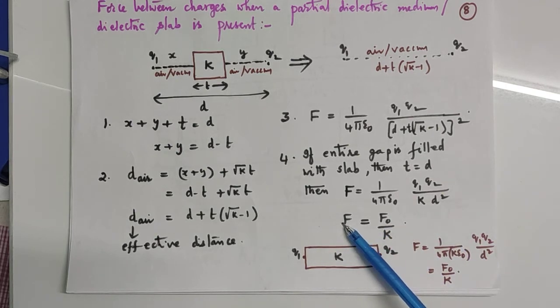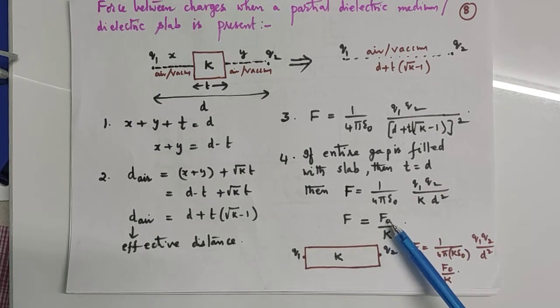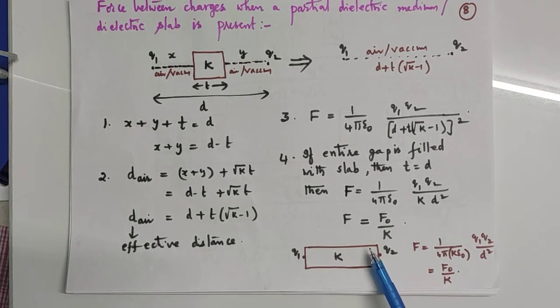So I can write this as F is equal to F naught by K. What is F naught? The force between two charges when only air or vacuum is present. That means when two charges are present and the entire gap is filled with the dielectric, the force between the two charges F is equal to 1 by 4 pi K epsilon naught into Q1 Q2 divided by d square. But if I write K separately, I can write this as F naught by K.